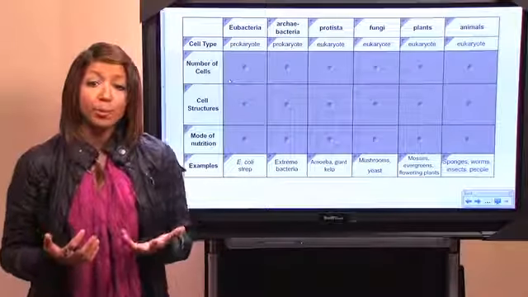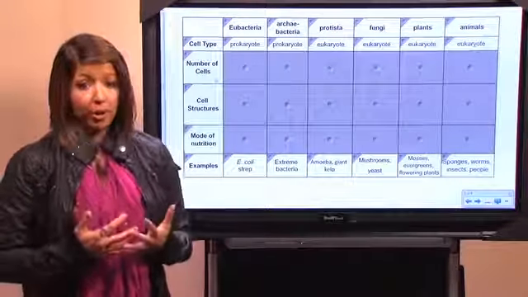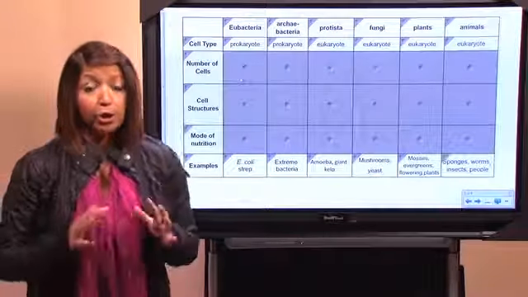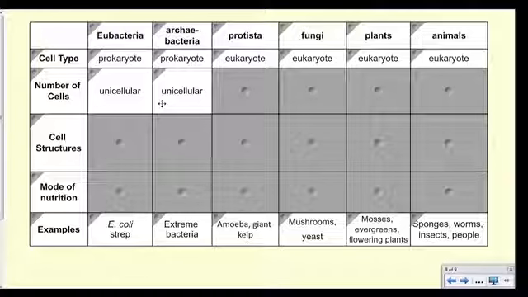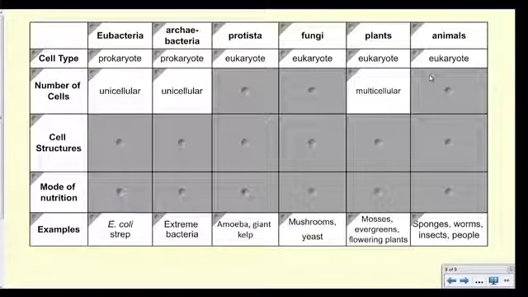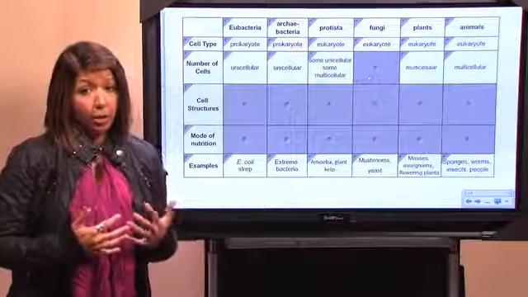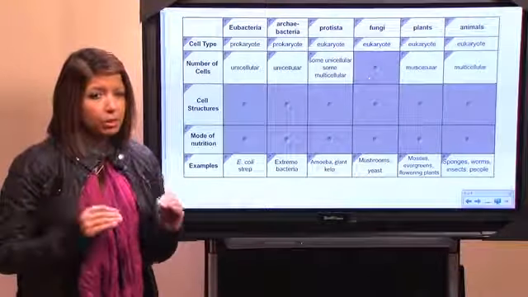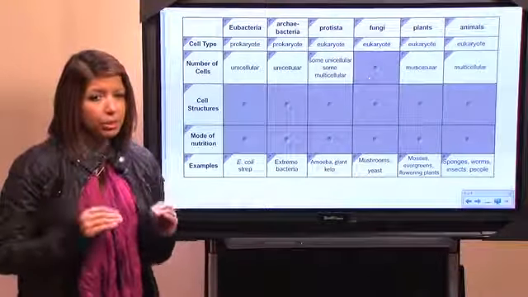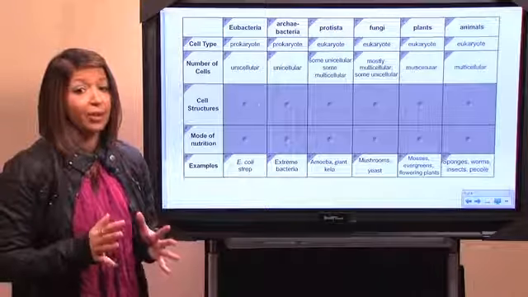So let's look at number of cells. All prokaryotes are unicellular. So let's show that on our table. Plants and animals are multicellular. Of course, protists are all over the place, so some are multicellular while others are single-celled. Fungi are a little funky here. Yeast is unicellular, but all the other fungi are multicellular. Okay, so let's move on to cell structure.